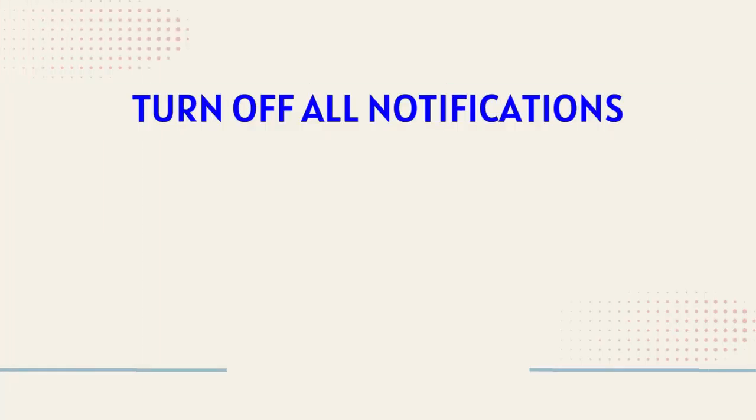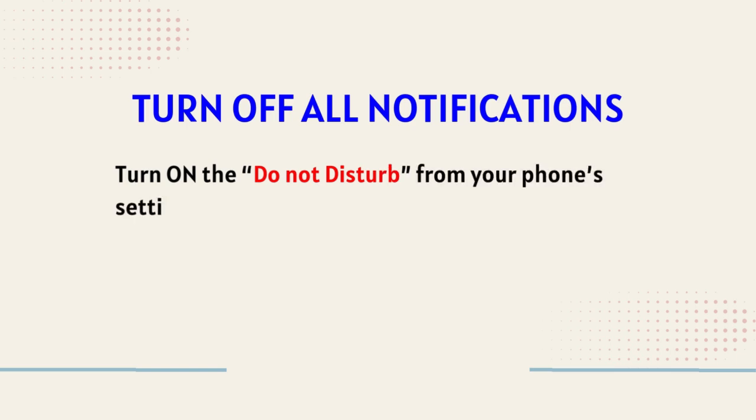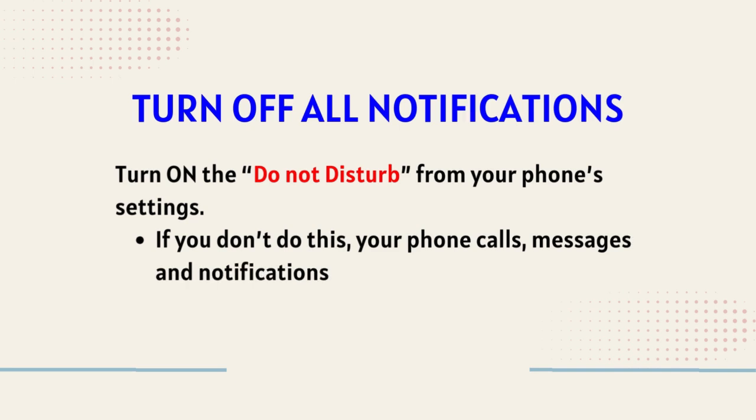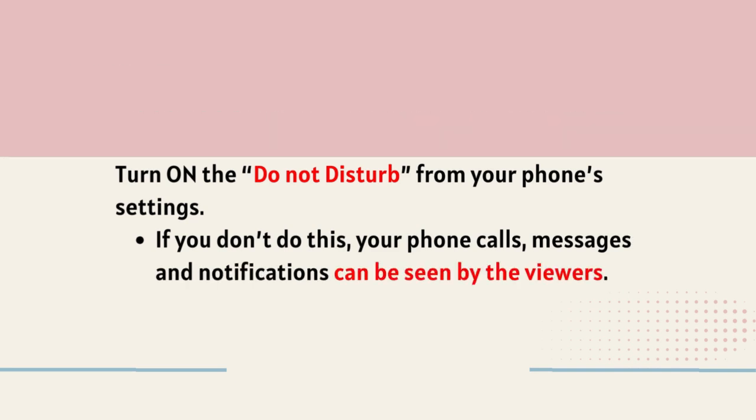Turn off all notifications. Turn on the Do Not Disturb from your phone's settings. If you don't do this, your phone calls, messages and notifications can be seen by the viewers.